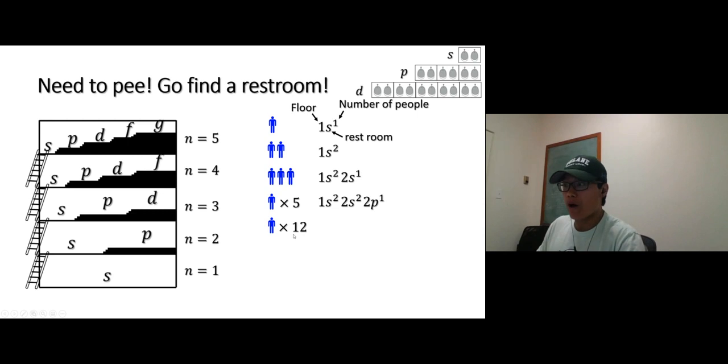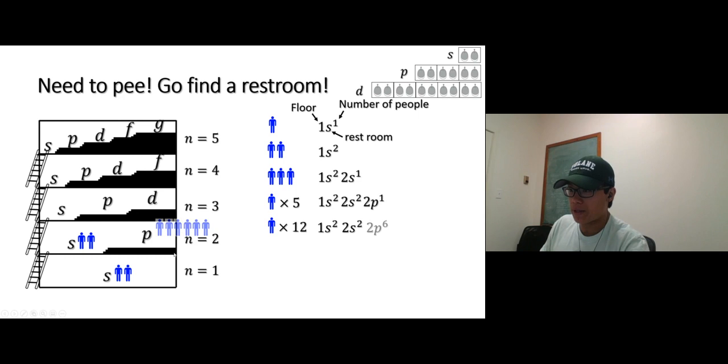All right, now 12. What are we going to do? Well, we go 1S2, so 2 people here, 2 people on the next S. 2P can hold up to 6 people, so 6 people can get in here. So we have 1, 2, 3, 4, 5, 6, 7, 8, 9, 10. There are 12 total, so we have 2 more up on the 3rd floor. There we go: 1S2, 2S2, 2P6, 3S2.